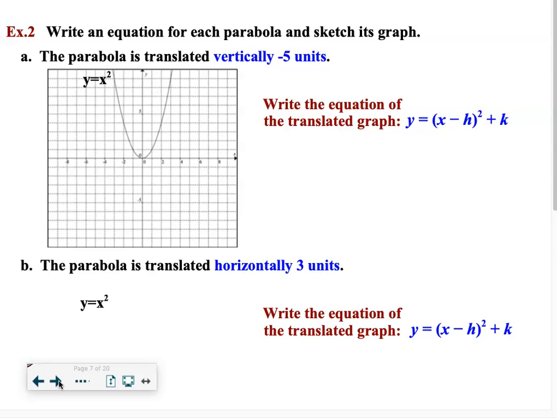All right? So for this first one, this is your parent function, y equals x squared. We want to translate this vertically -5. When they say translate vertically -5, that means shift down 5. Do you all understand that? Kind of a weird way to put it, but shift down 5. All right. So 1, 2, 3, 4, 5. There's my new vertex. When you're drawing a parabola, the first thing you always do is plot the vertex.